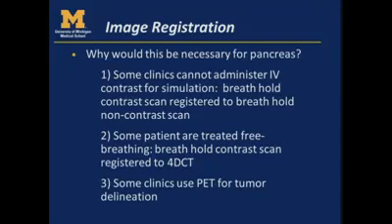And I did want to spend a little bit of time on image registration, because a lot of people don't think about image registration for pancreas cancer. So why would it even be necessary for pancreas cancer? I didn't think it actually was until recently.